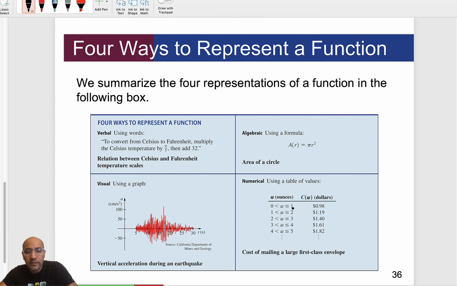Okay, and then with a table. So here is a table of values. Looks like this is weight, 0 to 1 in ounces, 1 to 2 in ounces, and then dollars. So this is the cost of mailing a first-class envelope. So 98 cents as long as it weighs less than or equal to 1 ounce. If it's greater than 1 but less than or equal to 2, $1.19, and so on and so forth. Good. So here's another representation of a relationship between two variables. Any questions? Fairly easy, right? This chapter is going to be really easy. We're going to fly through the first few sections, I think.